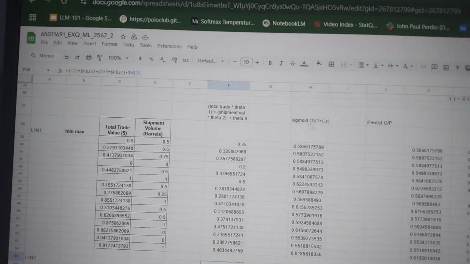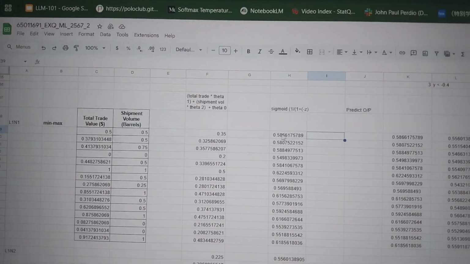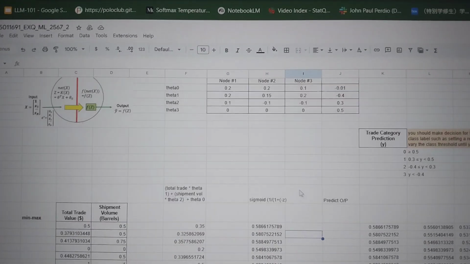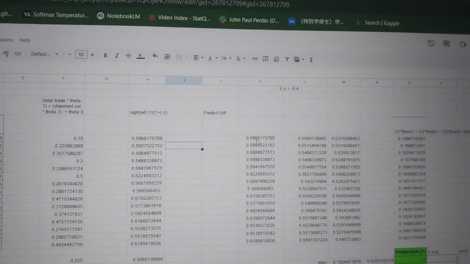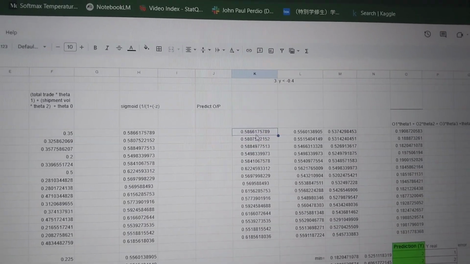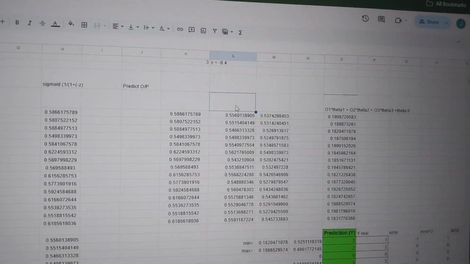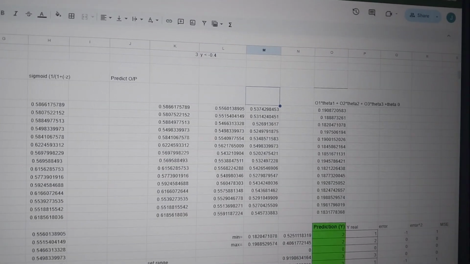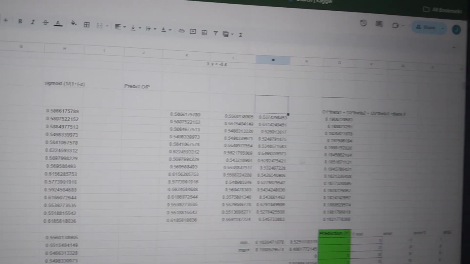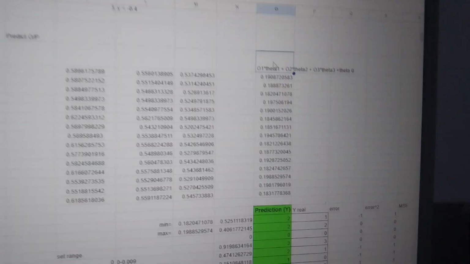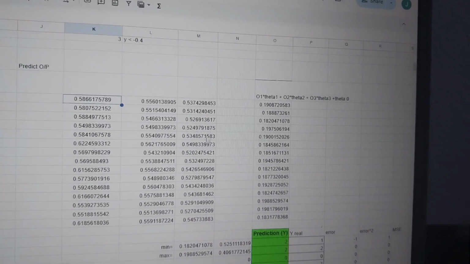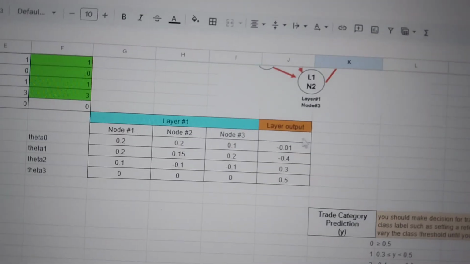Now I decided to choose sigmoid here. This is the formula, just to calculate using sigmoid. And then after that, we go here. This is the value of output 1. This one is for output 2 and 3, which are layer 1 node 1, layer 1 node 2, and layer 1 node 3. And then after that, we multiply these values that we got after sigmoid with the theta value of the layer output.